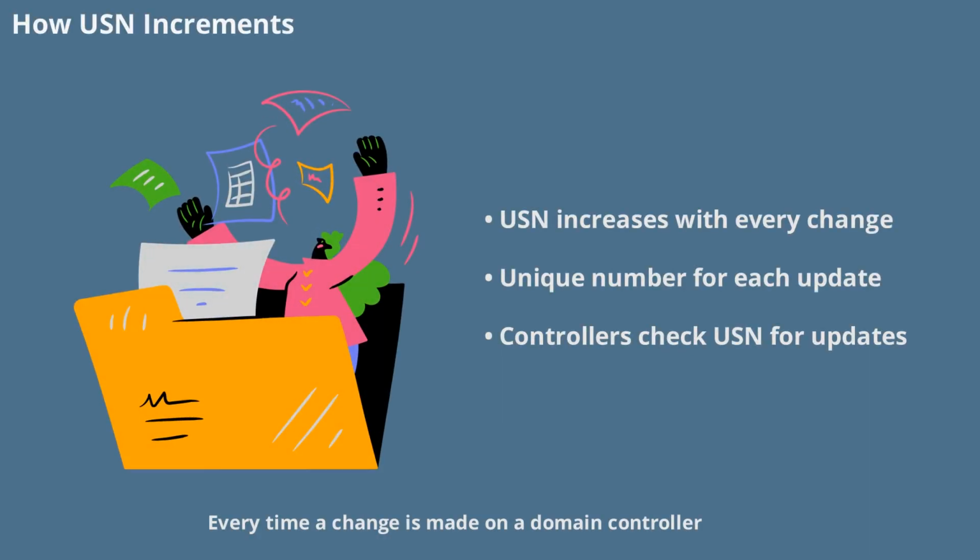Every time a change is made on a domain controller, the USN counter is incremented. This means that each update, no matter how small, is assigned a unique number. Other domain controllers then look at these numbers to decide if they need to pull the latest updates. This process ensures that all controllers are aware of the most recent changes and can act accordingly to stay synchronized.